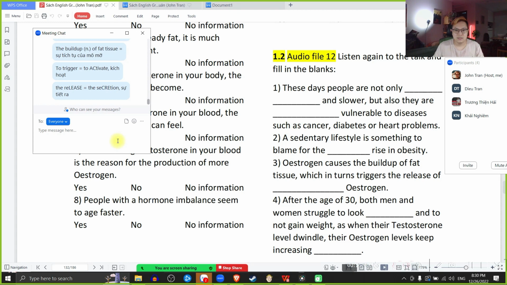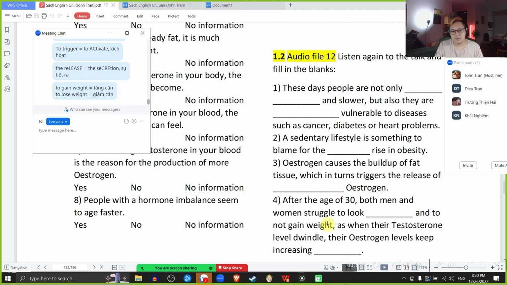Number 4. After the age of 30, both men and women struggle to look something. Sau lứa tuổi 30, cả đàn ông và phụ nữ họ gặp rắc rối, họ gặp nhiều khó khăn để mà nhìn như thế nào. And to not gain weight, và khó khăn để mà không có phải tăng cân. To gain weight, tăng cân, thì là to lose weight, là giảm cân thôi.